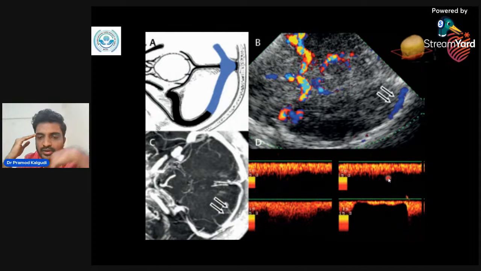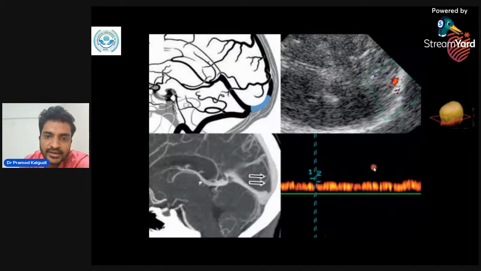Suppose I'm looking at the left transverse sinus from the right side and press my left internal jugular vein. You see there is a dampening or a cutoff. So that's how you see the transverse sinus, and that's how you delineate it.